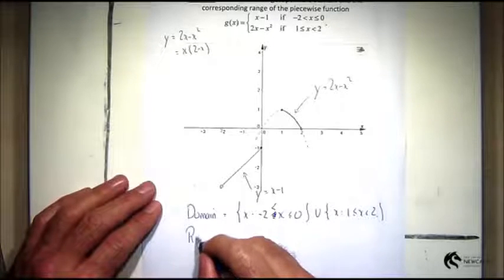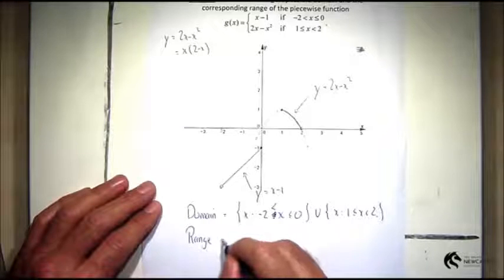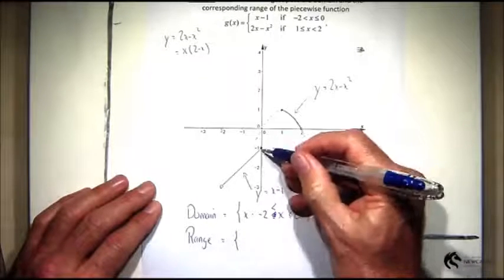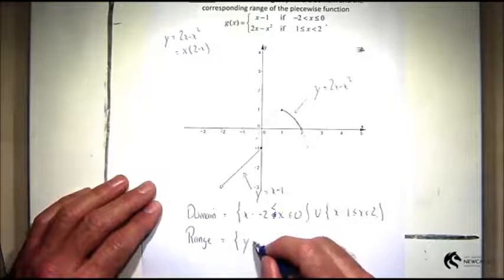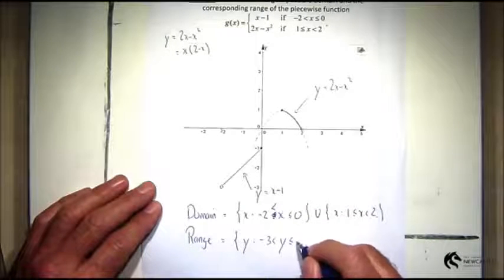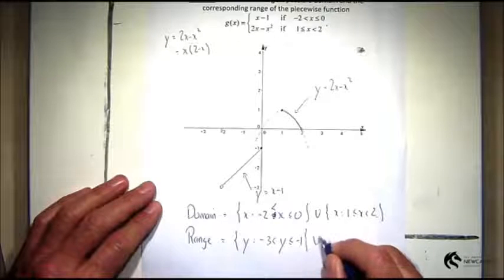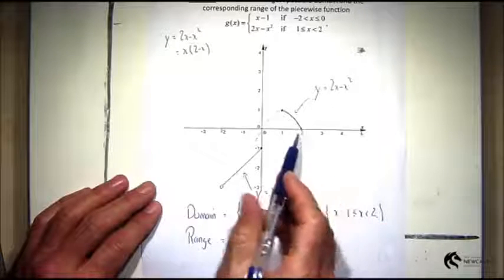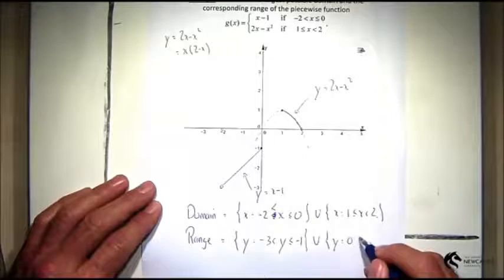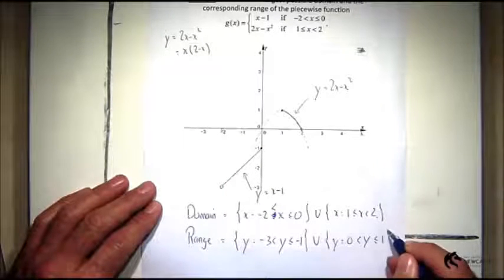The associated values for y will be all these y values here between minus 3 and minus 1, union with these y values here between 0 and 1. So we've got 0 is less than y is less than or equal to 1.